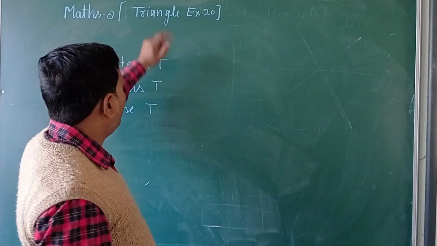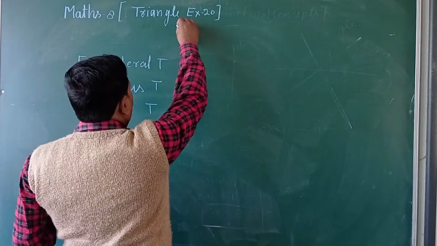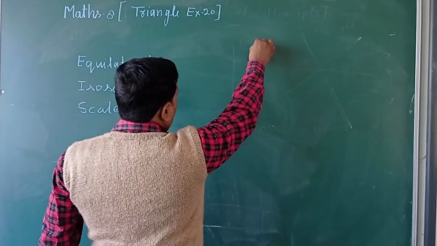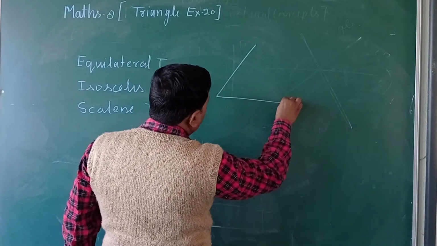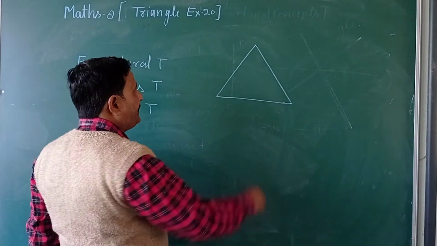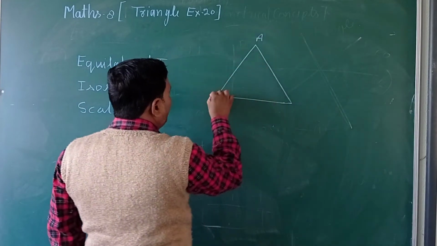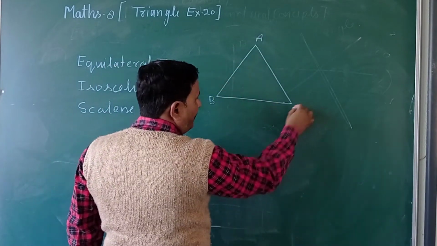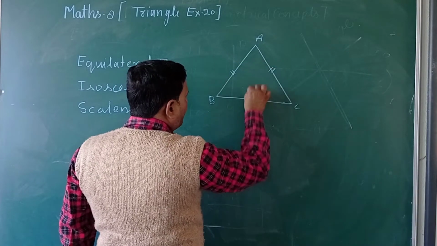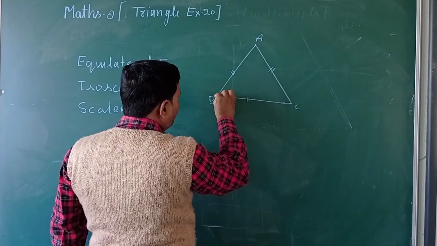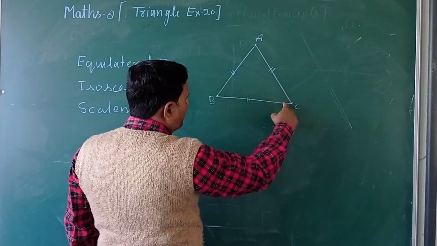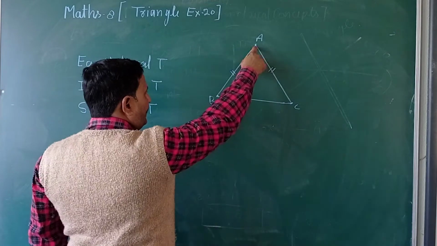What is a triangle? First, the definition. A plane figure bounded by three line segments is known as a triangle, each having three sides and three vertices. Sides AB, BC, AC and vertices A, B, C.